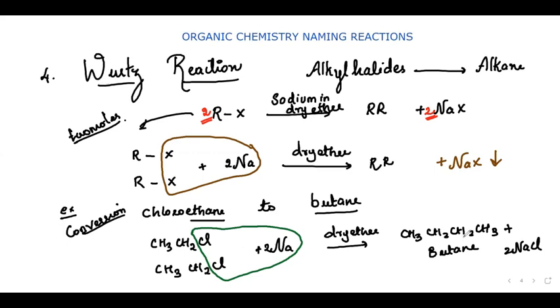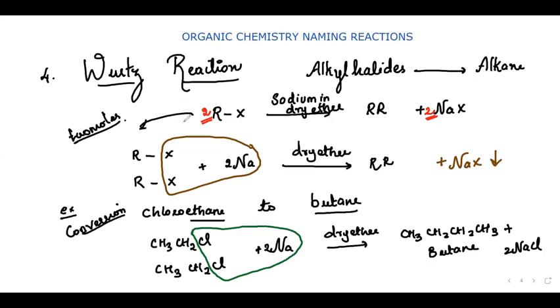They will simply give us chloroethane; they will not give 2 moles. We should understand that Wurtz reaction needs 2 reactants. So 2 moles. What is the reagent in Wurtz reaction? Sodium in dry ether. This is very, very important.